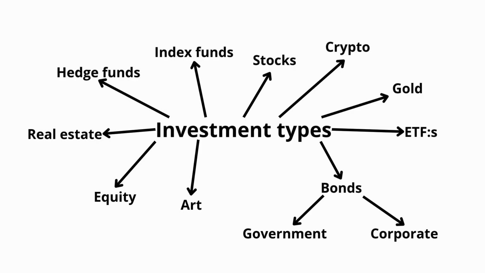Now, let's talk about the type of investments you can make. Over here, you can see some that I have chosen. There's many more. I could not possibly cover all of them in this video. So I have just picked the most popular ones. There's crypto, there's gold, there's bonds, stocks, index funds, real estate, hedge funds, ETFs, and stuff like that. But in this video, because this is made for beginners, we are going to make a deep dive on index funds and stocks.